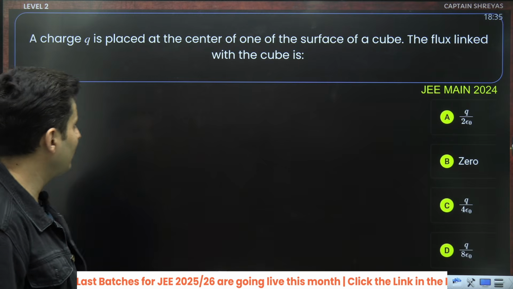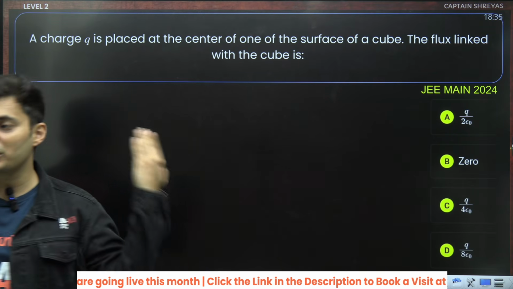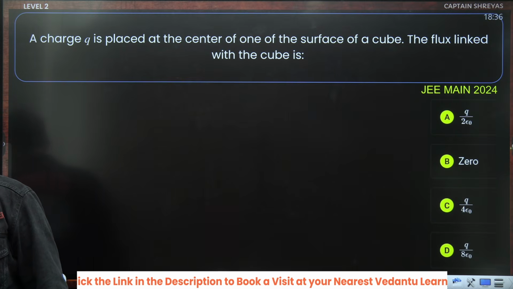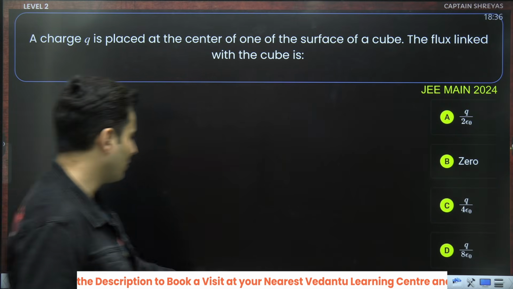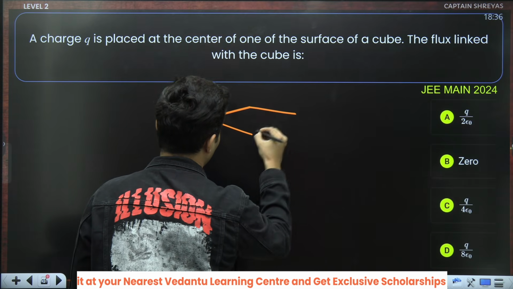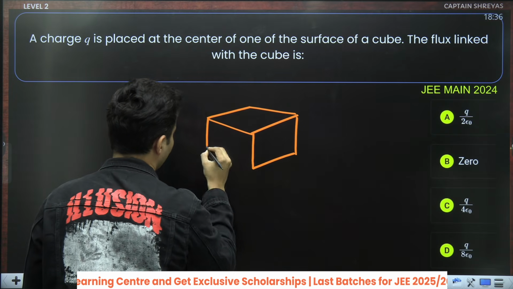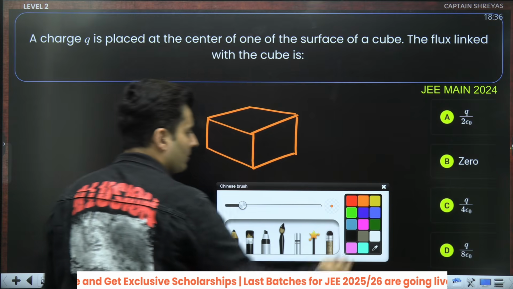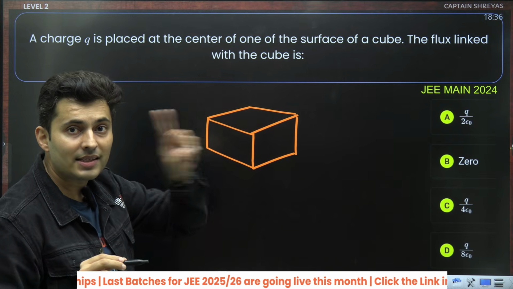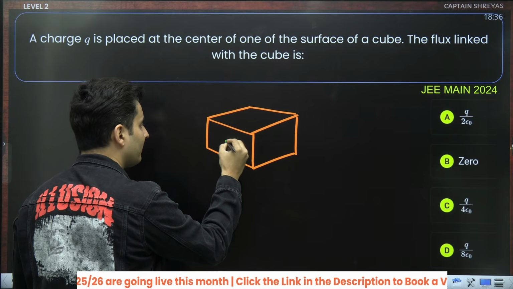A charge Q is placed at the center of one of the surfaces of a cube. What is the flux associated with the cube? Whenever you get such kind of a question, obviously start off by drawing the diagram. Without that, you cannot proceed. So just imagine a cube like so. And it is said that there is a charge on the center of one of the surfaces, not at the center of the cube. There's a difference, on the center of the surface.